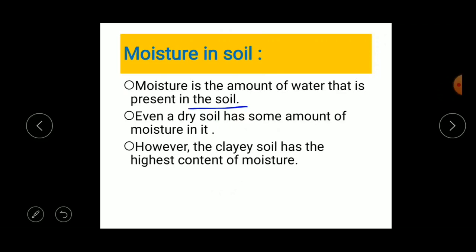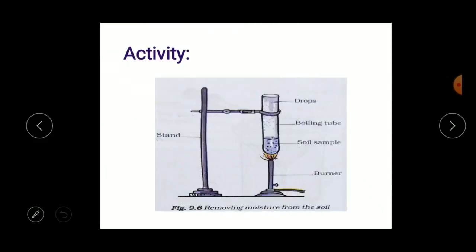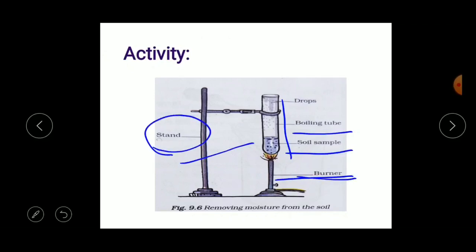Now let us do one activity to see whether the soil has moisture or not. For this activity you need a boiling tube, a soil sample, a burner, and a stand. These are the apparatus which we use in the laboratory to perform experiments.